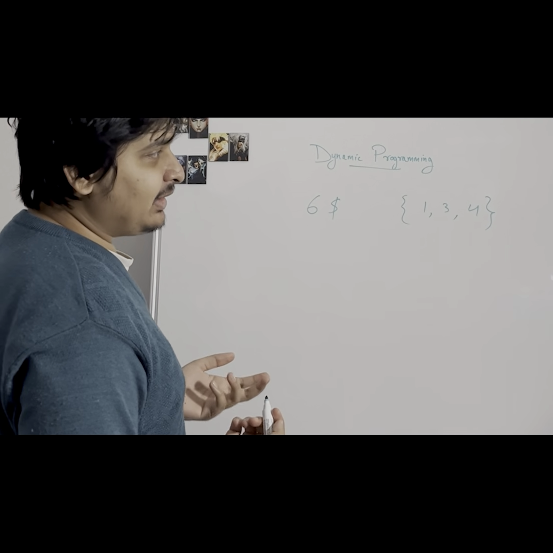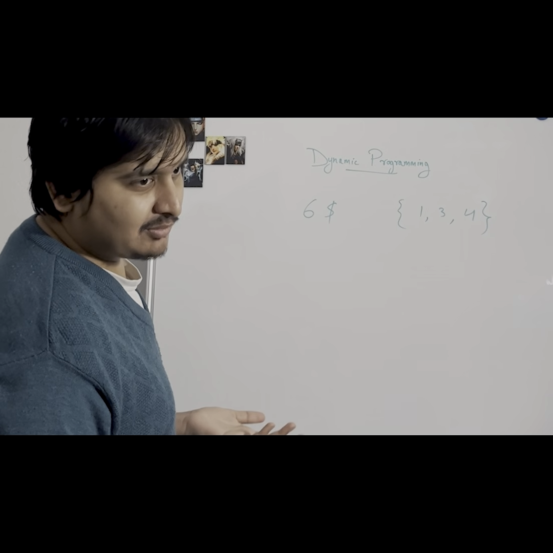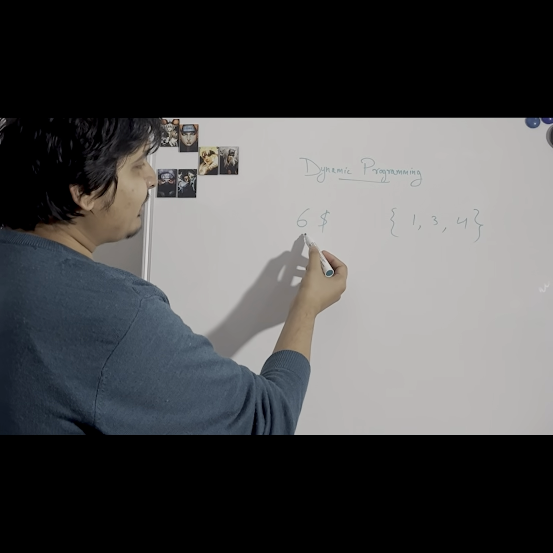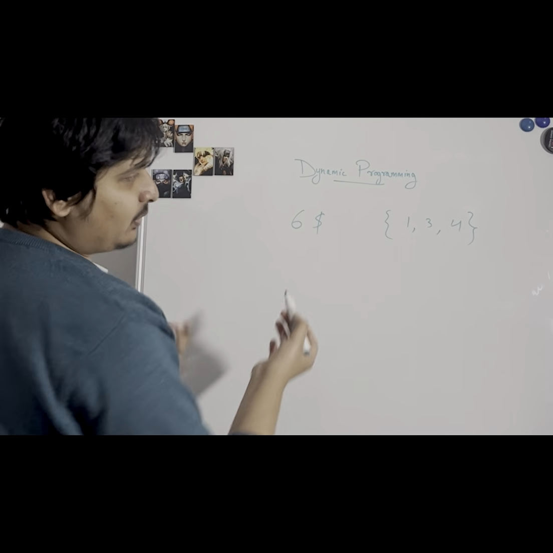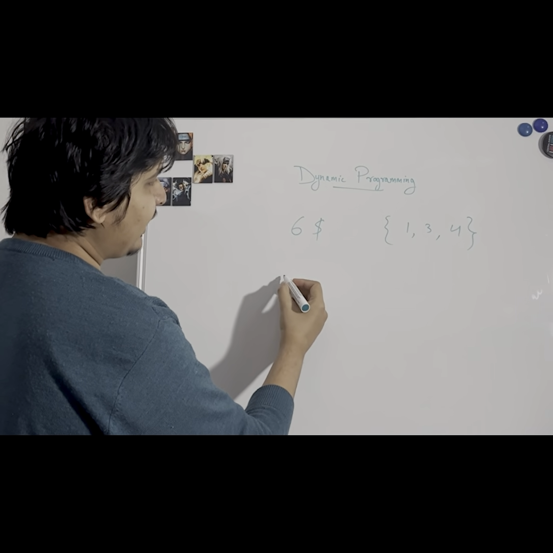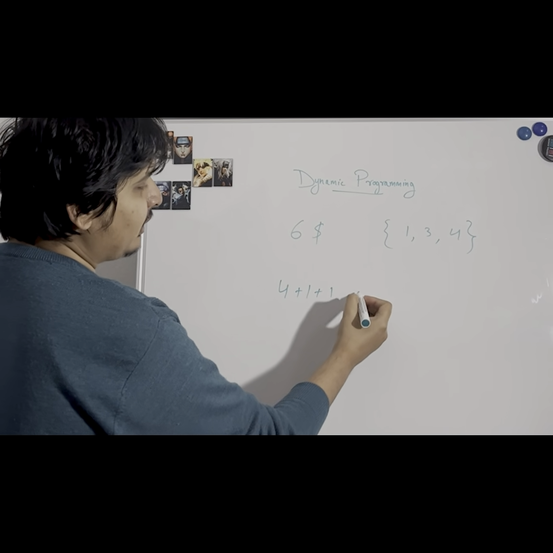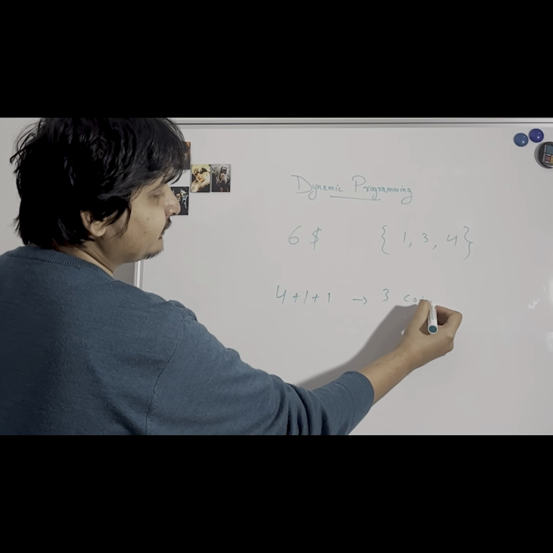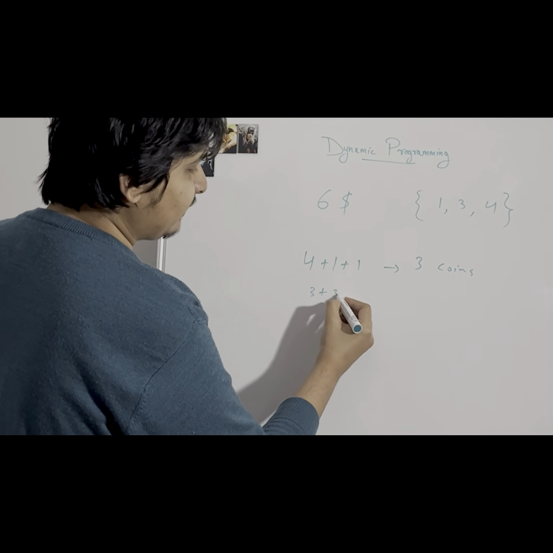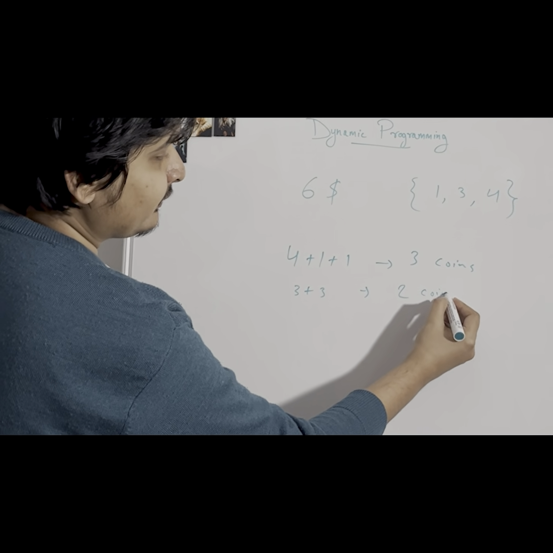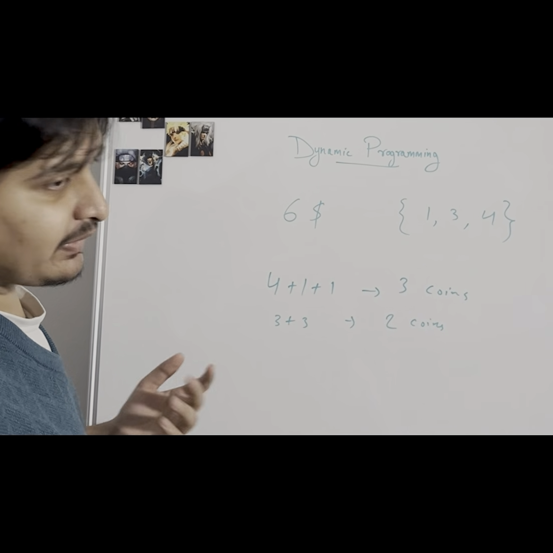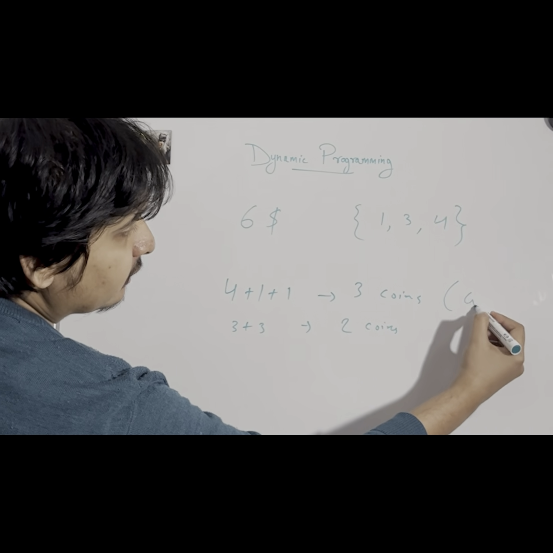Ideally, the first solution that comes to mind is a greedy solution. You will first try to reduce it by the largest coin you have, because you want the minimum number of coins. So you would try to use 4, but that would give you 4 plus 1 plus 1, which is 3 coins. But as you can easily see, the answer over here is 3 plus 3, which is 2 coins. So this approach, where in every iteration we try to find the best solution, is called the greedy approach.